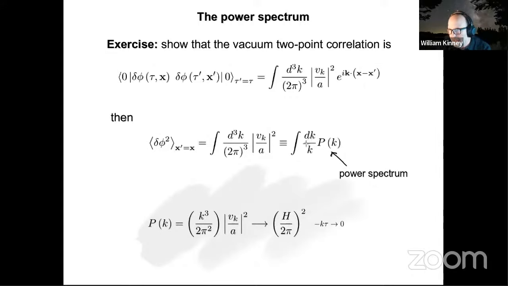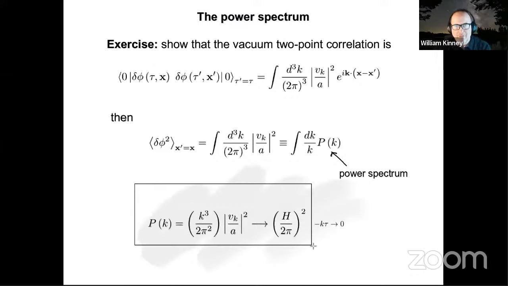And then I have a power spectrum, which ends up being defined as k cubed over 2 pi squared times this thing. But I already calculated this in the last slide. That's just my vacuum fluctuation function. So I end up at the end of the day with this very famous result that the power spectrum in free field fluctuations in an inflationary background is just given by H over 2 pi, squared, right? So this is my famous result for free field fluctuations.